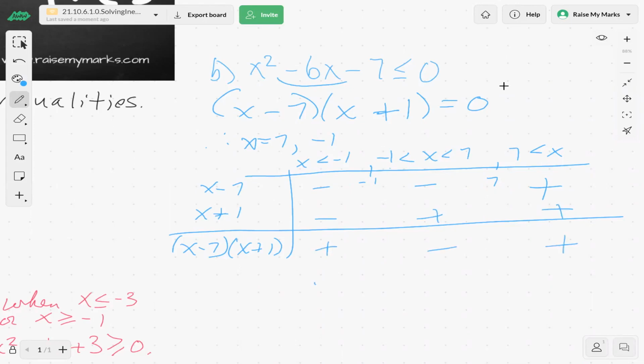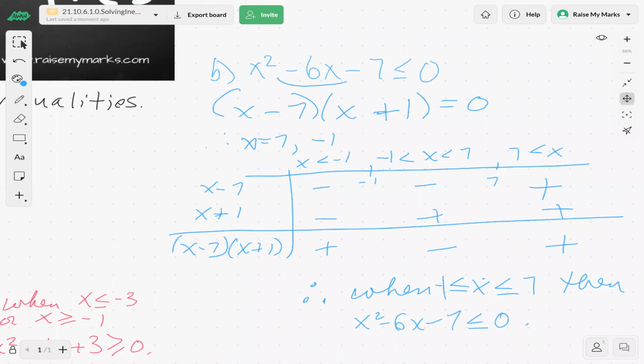So therefore, when x is greater than or equal to negative 1 or less than or equal to 7, then x squared minus 6x minus 7 is less than or equal to 0.